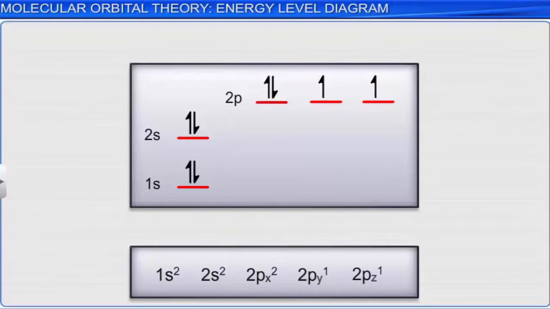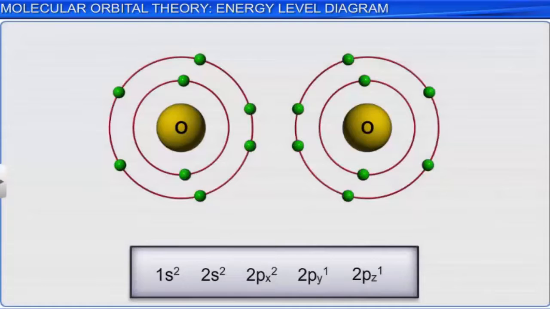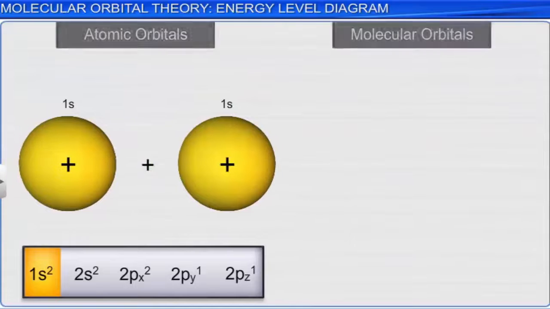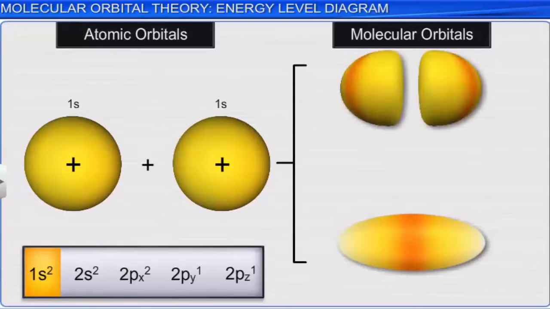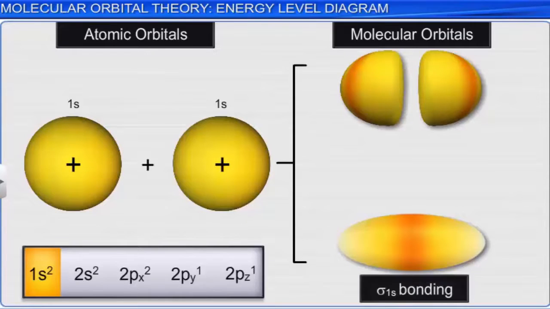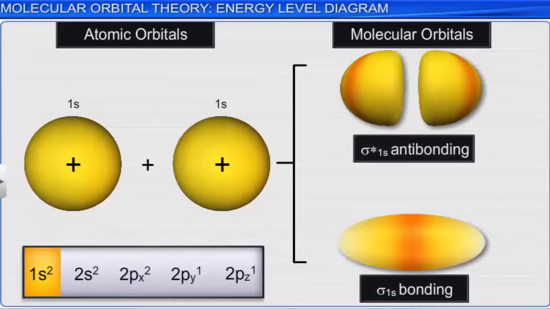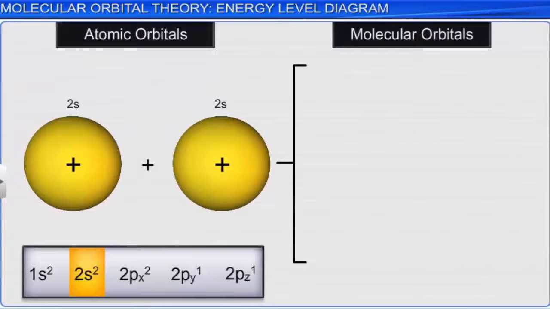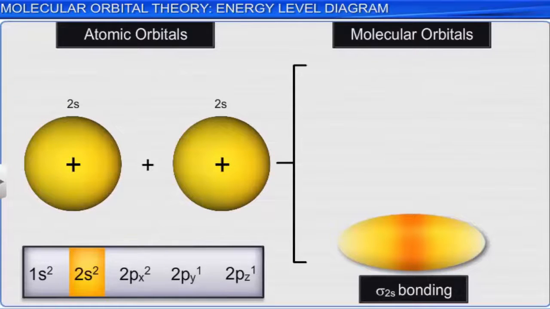When 2 oxygen atoms come together, their 1s2 atomic orbitals combine to form two molecular orbitals. Their electrons are concentrated along the bond axis. Hence, they are called sigma 1s bonding and sigma star 1s antibonding molecular orbitals. The two 2s orbitals combine to form sigma 2s bonding and sigma star 2s antibonding molecular orbitals.